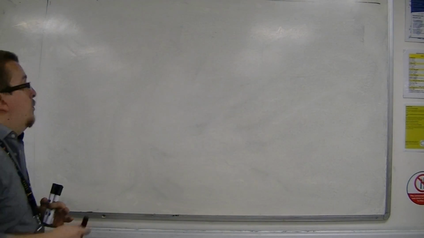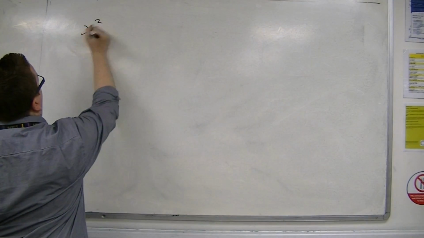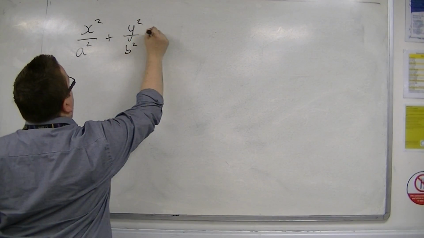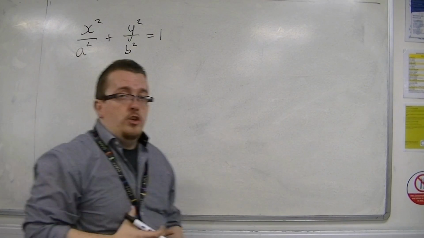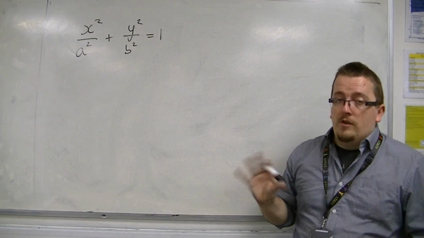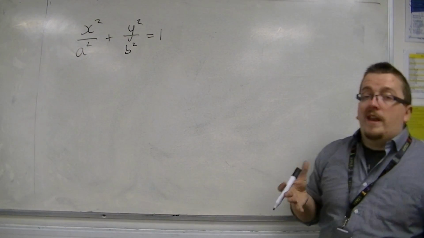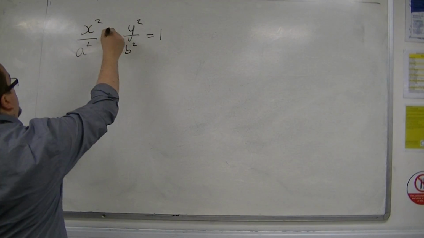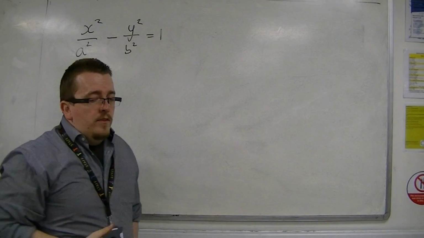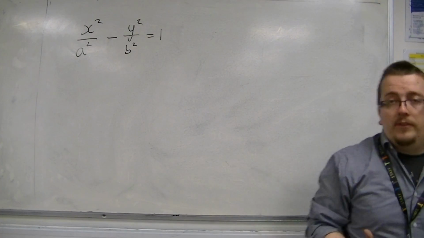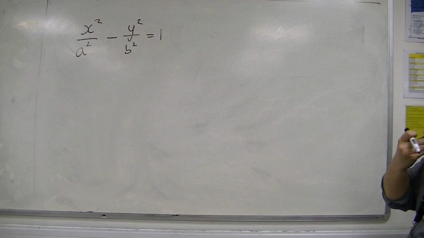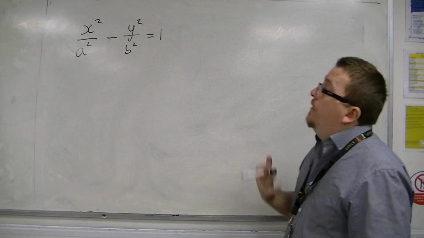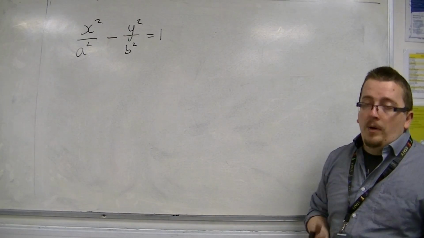Now we're used to the equation x squared over a squared plus y squared over b squared is equal to 1. That's the equation. If a and b are different, that's the equation of an ellipse. If you change this sign to a minus, then that changes things in the sense that the curve is no longer an ellipse. This curve is now a hyperbola.